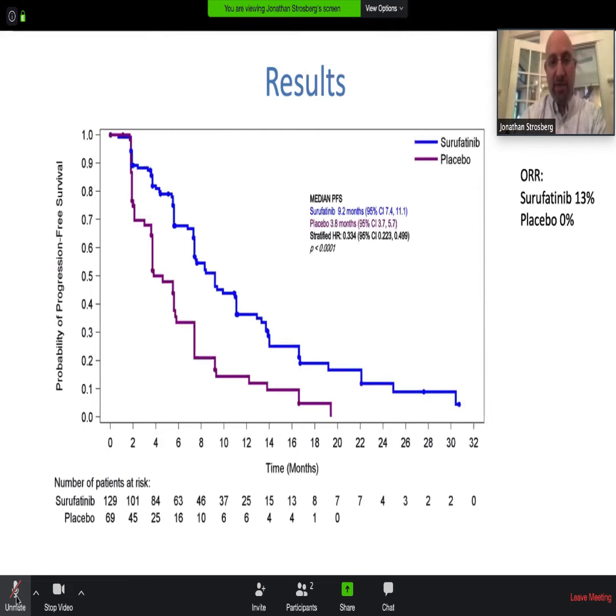And the results were just presented a few months ago. You can see this was a relatively aggressive patient population. In other words, the cancer was aggressive. The median time to progression on placebo was less than 4 months, but it was more than 9 months with Surufatinib. So that was a big difference, highly statistically significant, showing that the drug worked very well. And the response rates were 13% with the drug versus 0% with placebo.